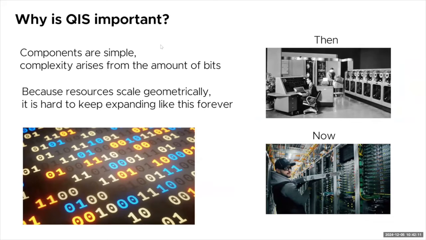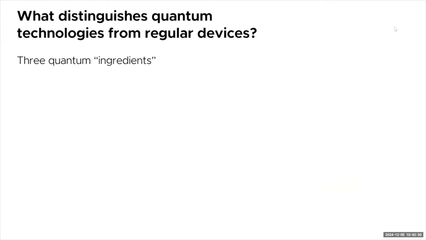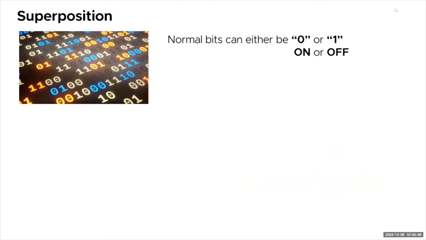So the main problem is that the resources that we need to use for this keep scaling geometrically. So it's going to be hard to just keep growing like this forever. So quantum technologies offer a potential solution for this, right? But then the main question is, how do they do that in general? So I would like to introduce three ingredients that quantum technologies usually have: superposition, entanglement, and interference. This game in particular is more related to superposition and entanglement.